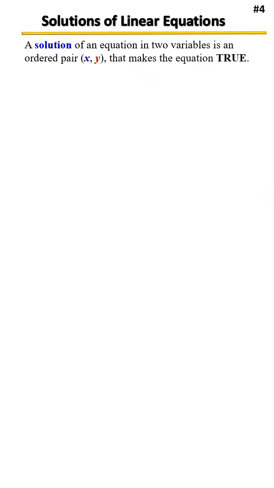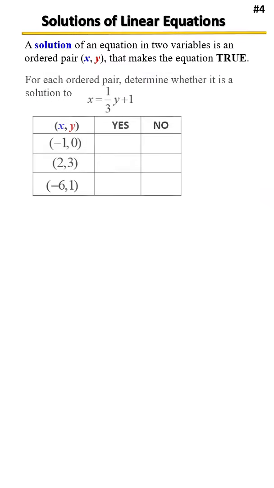A solution of an equation in two variables is an ordered pair that makes the equation true. Let's do an example. Here we have x minus 1/3 y plus 1 as our given equation. And for each ordered pair, we want to determine whether they are a solution to the given equation. Let's test the first ordered pair.